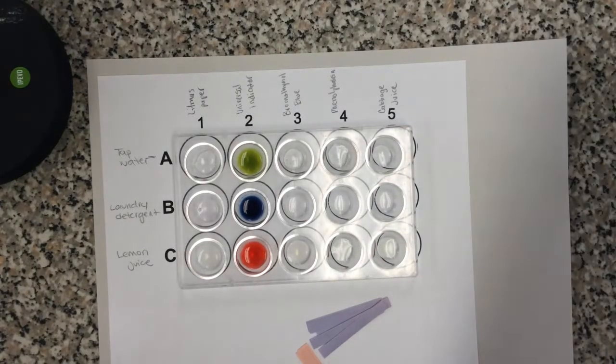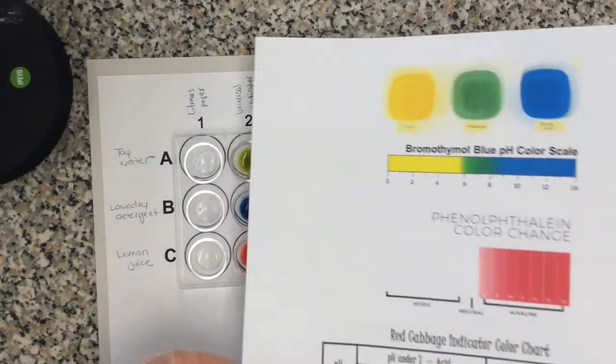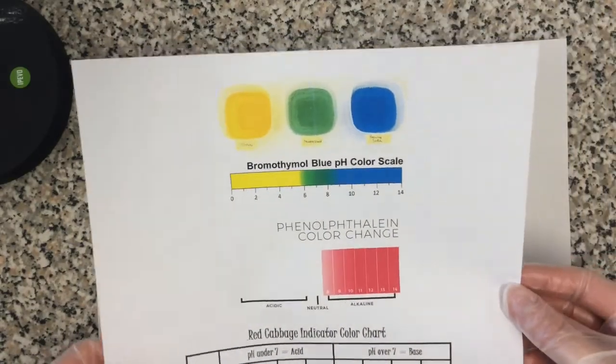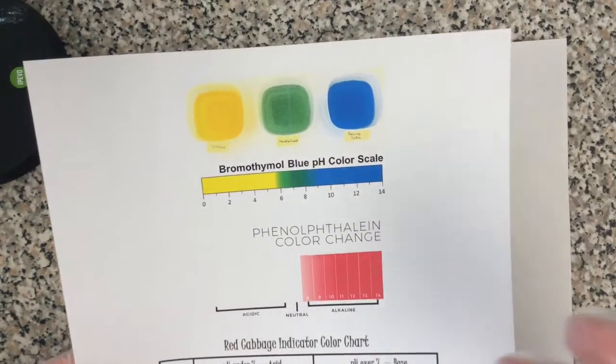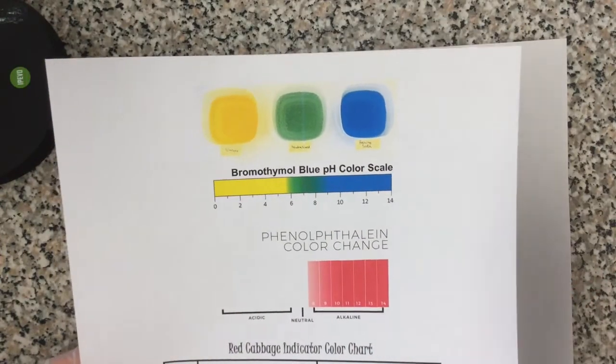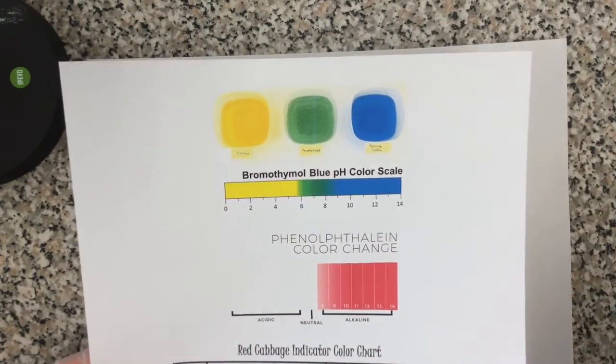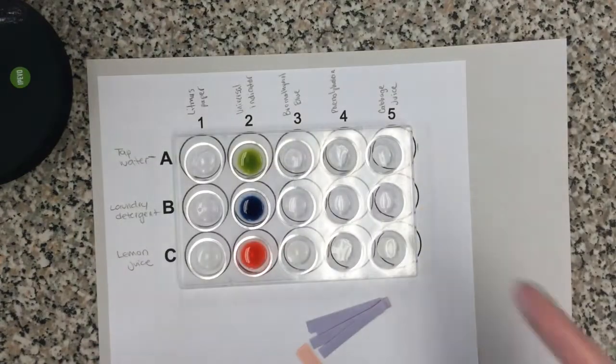Okay, because you might be wondering what those colors mean. And this is where this comes in. So based on the color and the type of indicator, you can figure out if it's an acid or if it's a base. Now, some of these indicators that we're going to be using are very specific. They're going to tell you if it's an acid, if it's a base, if it's neutral, and how strong it is. Other ones are not as specific. They're just going to tell you if it's an acid or if it's a base.